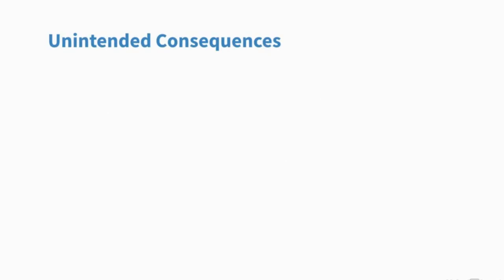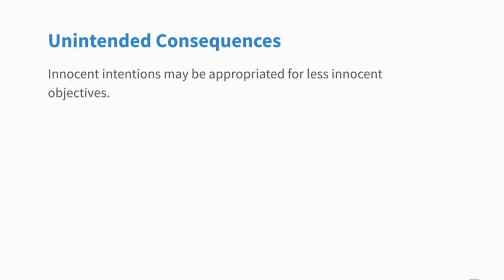A final consideration in ethical machine learning has to do with unintended consequences. Applications with innocent intentions may be appropriated with less innocent objectives. For example, an application that collects wildlife tracking data might be misused to track human populations targeted for control or abuse.